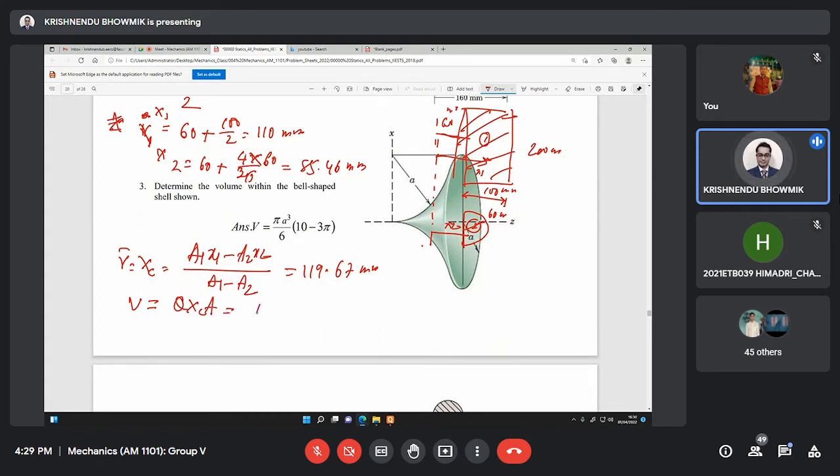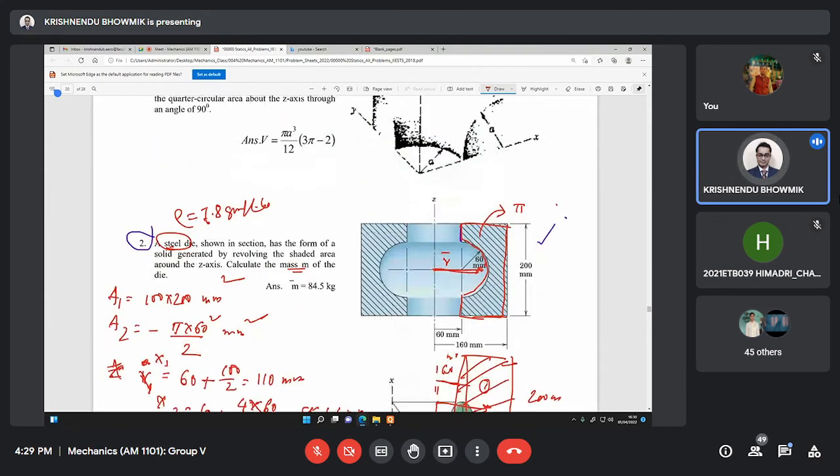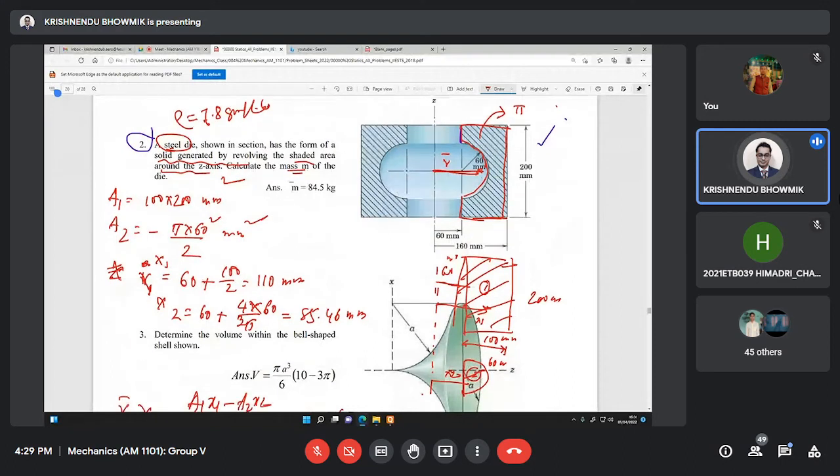What is theta here? Now this is the question: the steel die shown in sections has the form of a solid generated by revolving the shaded area around the z axis. One important thing is that it is showing hash lines. The hash lines represent the cross sections.